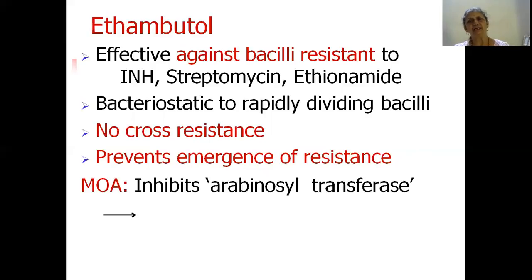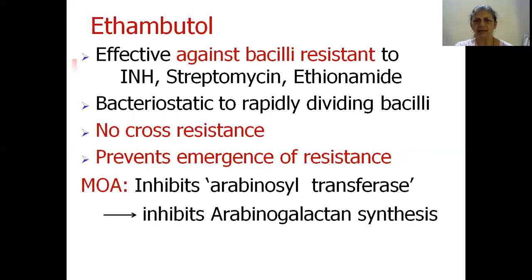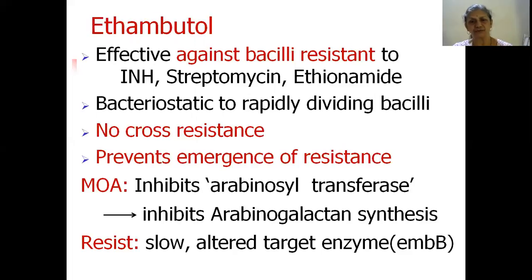Mechanism of action, it inhibits arabinosyl transferase enzyme required for arabinogalactan synthesis, and arabinogalactan is an important component of the middle layer of the cell wall, so that is being affected. And as we already mentioned, this arabinogalactan layer is the one which importantly enables the bacteria to survive even inside the macrophages. So this arabinogalactan layer synthesis is interfered with by ethambutol. Resistance is slow to emerge, and the mechanism is altered target enzyme arabinosyl transferase by emergent mutation of the gene responsible for coding this enzyme.